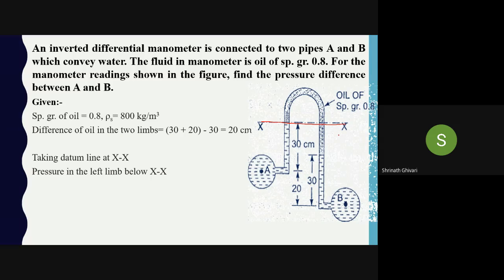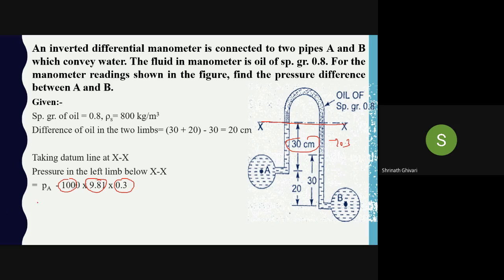Okay. Pressure in the left limb. What is the pressure in the left limb? Can anyone tell me? Pressure in the left limb below the level of XX is PA minus rho 1 into g into 30 centimeter, or we can write 30 centimeter in terms of meter, that is 0.3 meter. Very good. So PA minus rho 1, that is 1000, into g 9.81 into 0.3. 30 centimeter converted to meters is 0.3.